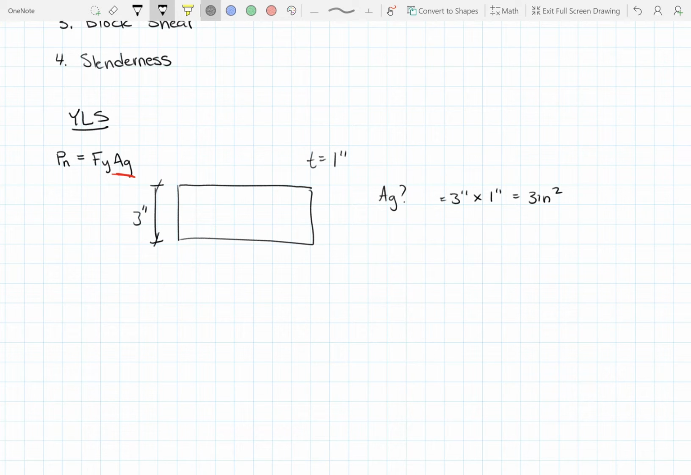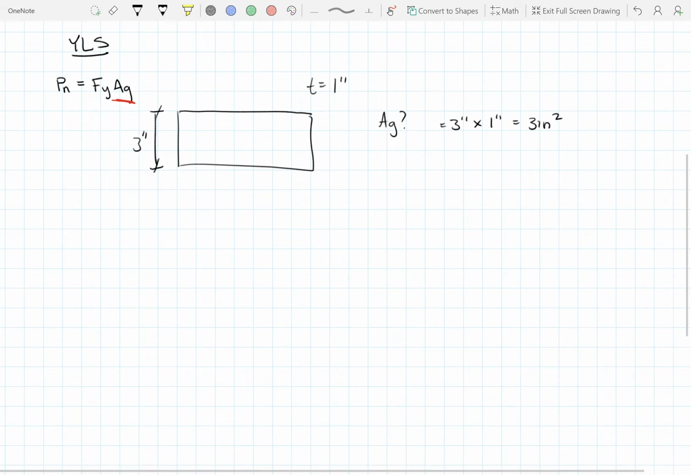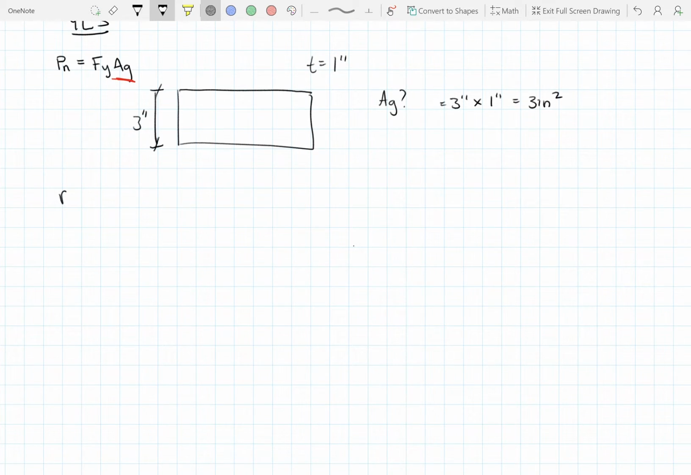A lot of times they give you L shapes or W shapes or other shapes, and you can look up the gross cross-sectional area in chapter 1 of the manual. So let's move on and talk about the rupture limit state. This one is a little bit different in that you actually have to account for the area. Oh, and another thing I should mention, what is phi in the yielding limit state? It's 0.9 because the yielding limit state is not a brittle failure, so we don't penalize our capacity as much.